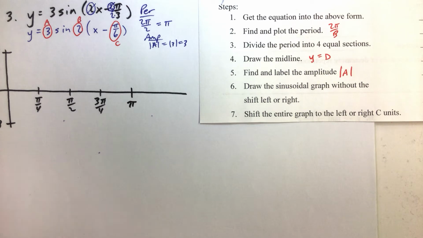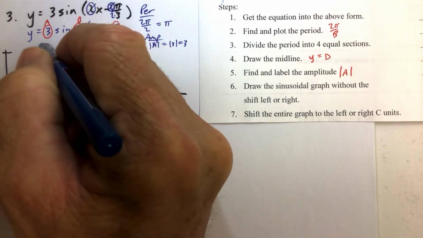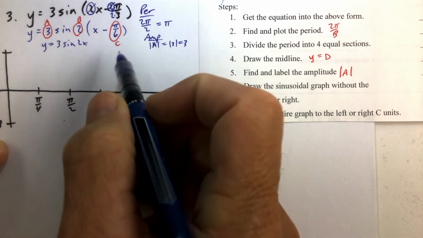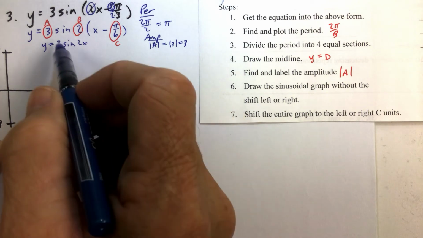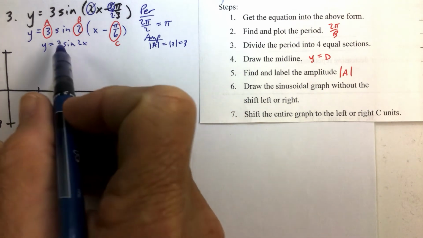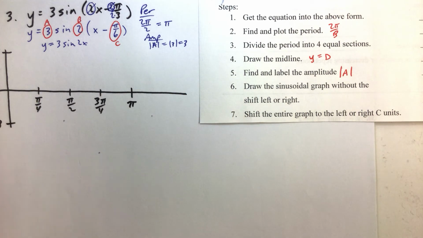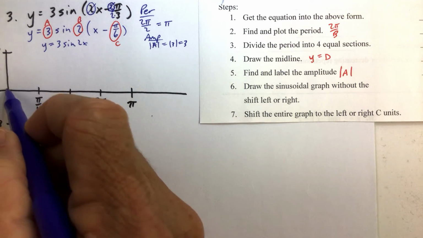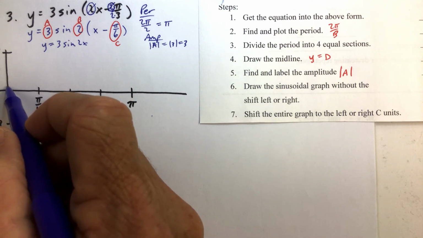Now draw the sinusoidal graph without the shift. All right, so we're going to draw the graph of y equals 3 times the sine of 2x. That has a period of pi, amplitude of 3, and the sinusoidal graph, since I did not say this on problem number 1, sine graphs always start at 0, 0, because the sine of 0 is 0.